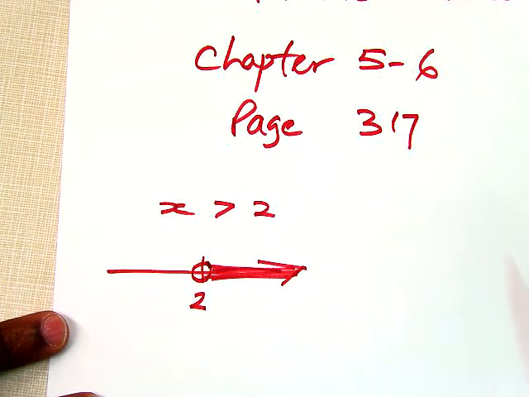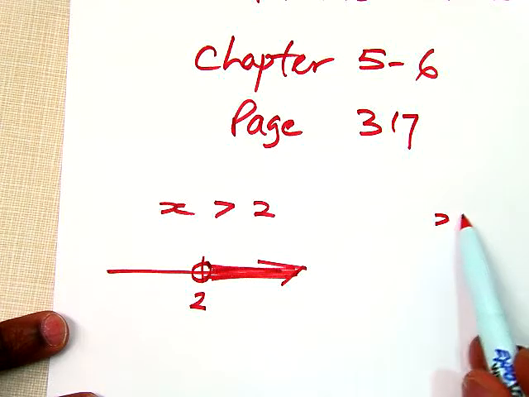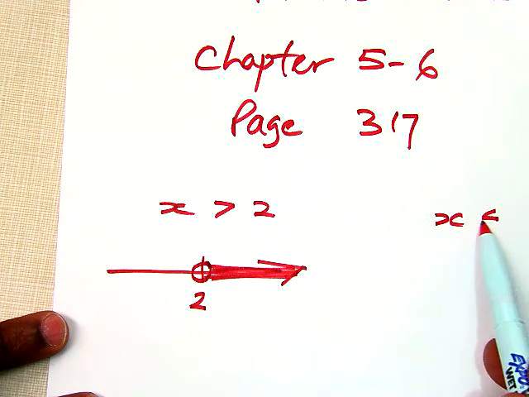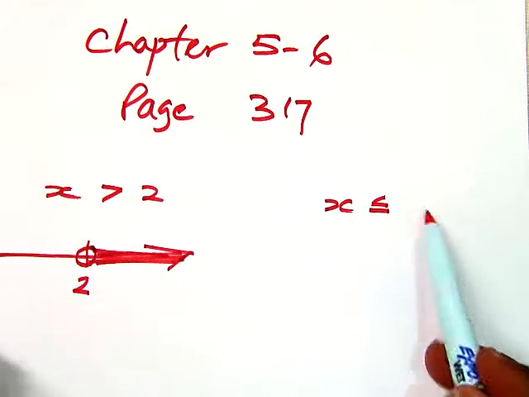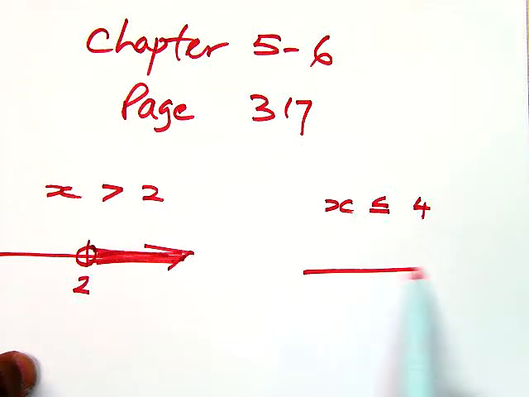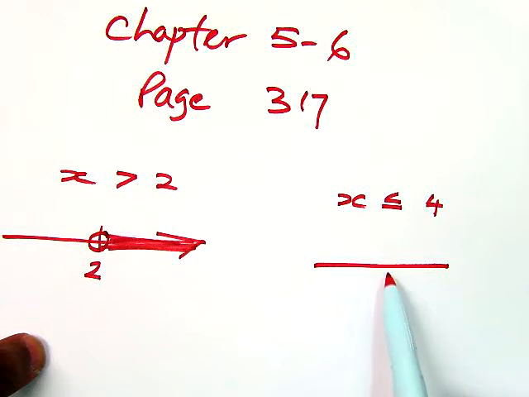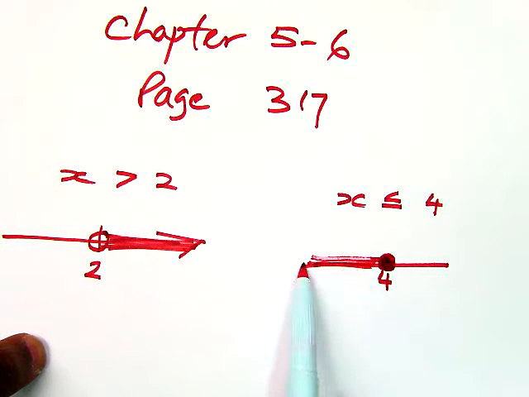If I ask you to graph x is less than or equal to 4, then again we would find 4 on a number line. Because it's less than or equal to 4, 4 is also a part of the solution. So this time I fill in the circle because 4 is part of the solution. And then I would go everything to the left.